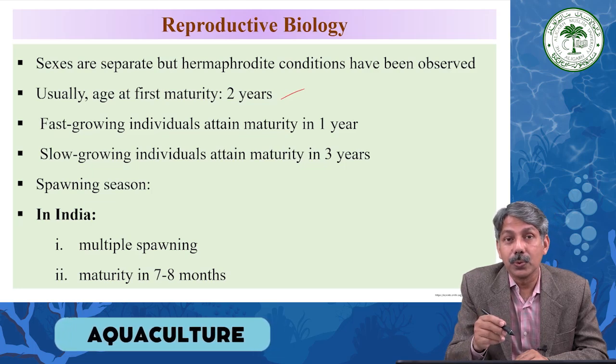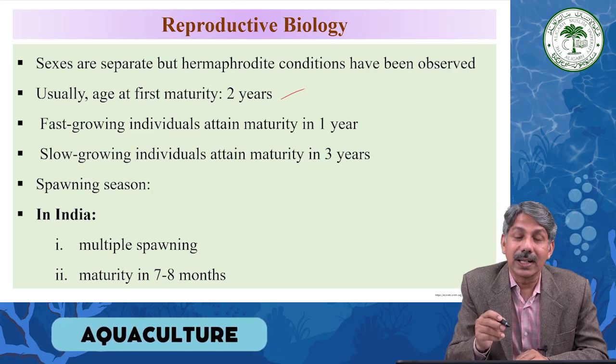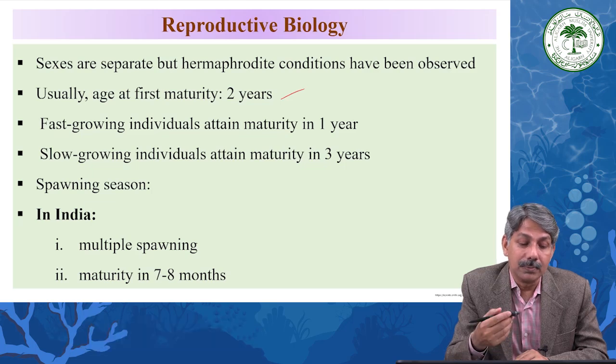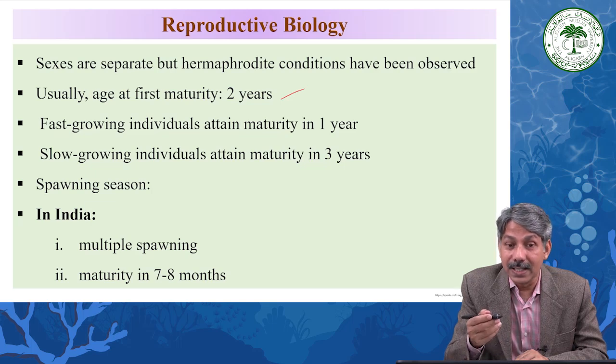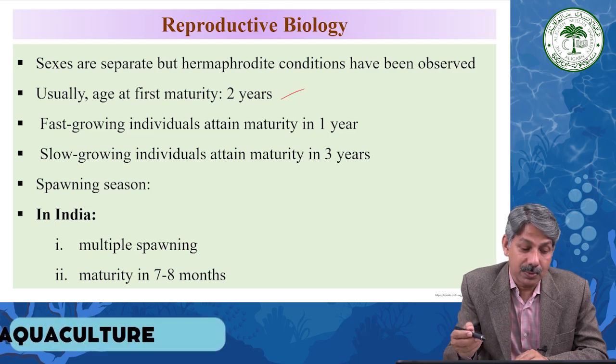First, you will have to assure that you are getting the brooder, or the Pinctada for breeding, of the right age. So, never go for attempting breeding program for the Pinctada with less than 2 years of age. So 2 years of age, that is the age at first maturity.